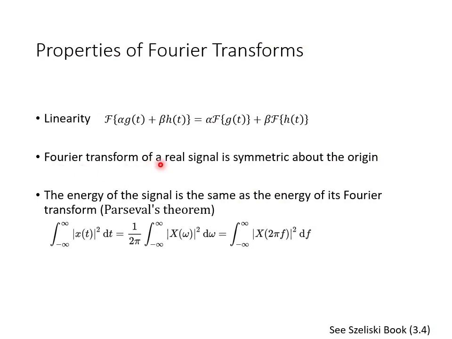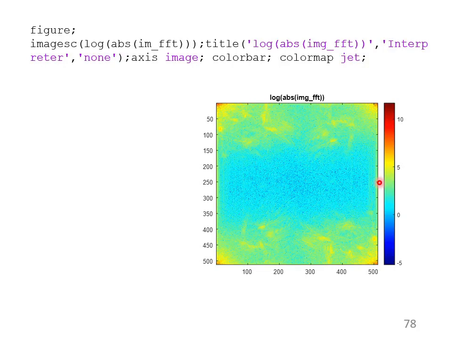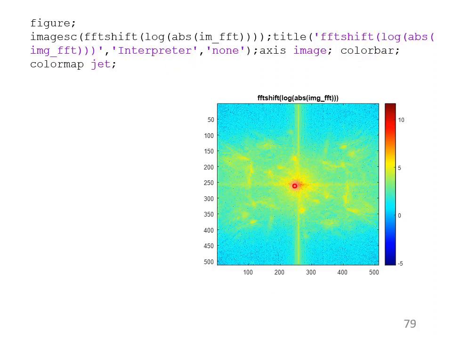Fourier transformation of a real signal is symmetric about its origin. And where is the origin? You see, this is the origin, right? Suppose this is the origin. So the results are almost symmetric, but the sentence there in that slide does not mean this origin, but this origin. So from this, you can see the patterns in the image are very symmetric.